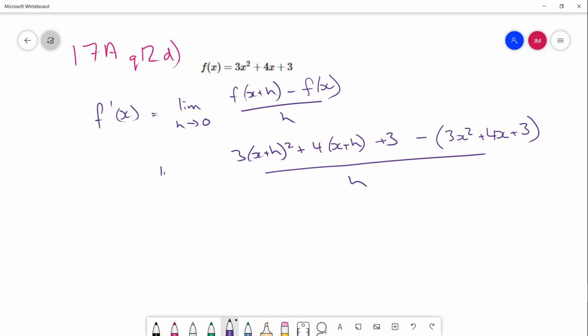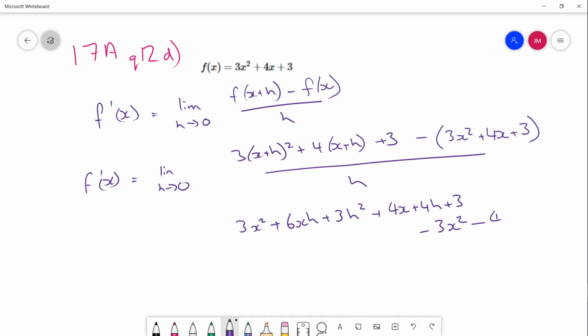Okay, main thing, remember we keep the limit notation in there. So derivative is equal to limit as h approaches 0 of all this, so let's tidy that up. So let's expand out the brackets first. I get 3 outside of (x plus h) all squared would be 3x squared plus 6xh plus 3h squared, and then 4(x plus h) would be 4x plus 4h plus 3, and then I'm subtracting 3x squared, subtract 4x, subtract 3, all divided by h.